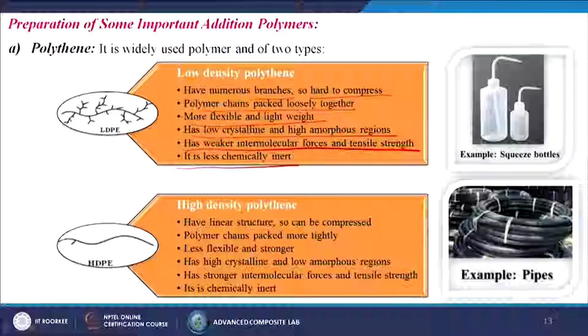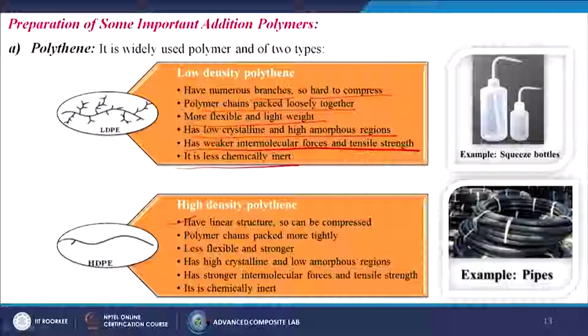An example is the squeeze bottles we generally use for chemical reactions, because it should not be very hard, so that we can squeeze it and the water will come out. When you are talking about high density polyethylene, in short it is called HDPE. It has a linear structure, so it can be compressed, polymer chains are packed more tightly, so strength is more, less flexible and stronger, has high crystalline and low amorphous regions, has stronger intermolecular forces and tensile strength, and it is chemically inert also. What are the examples? Examples are pipes. These pipes we generally use for wiring applications in our households.